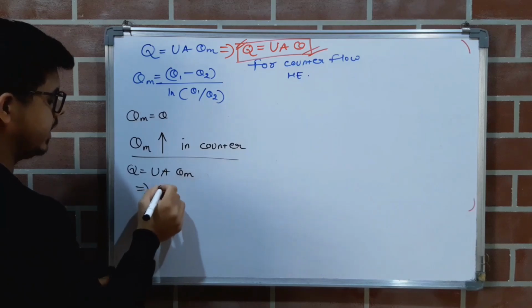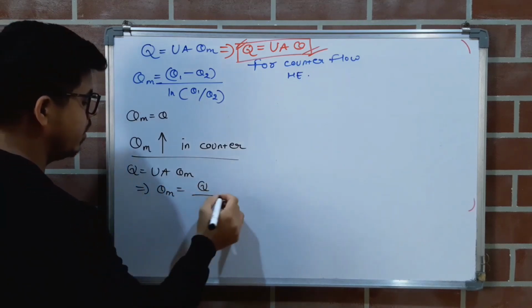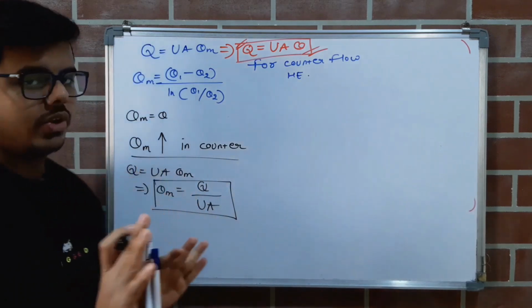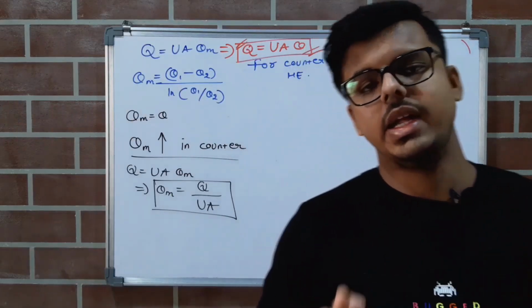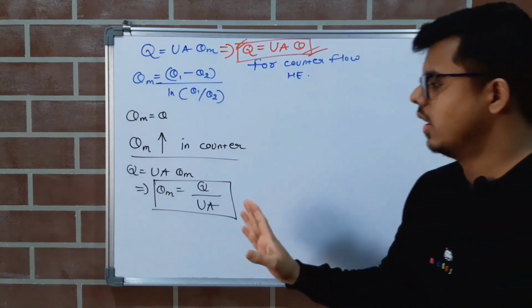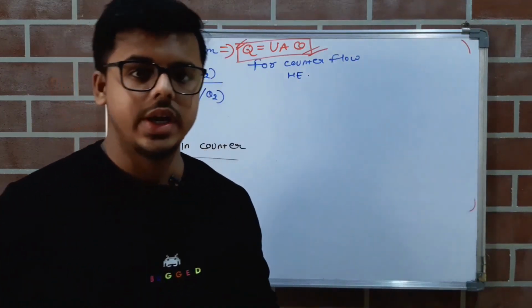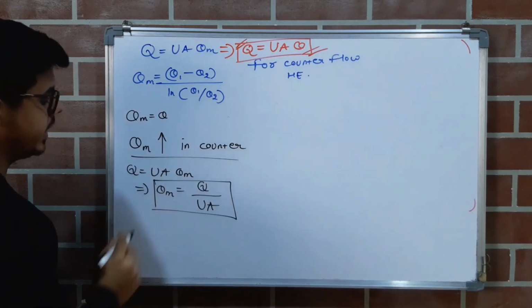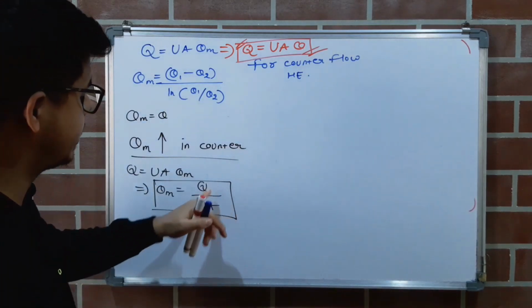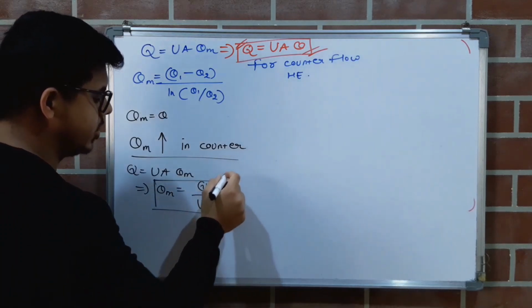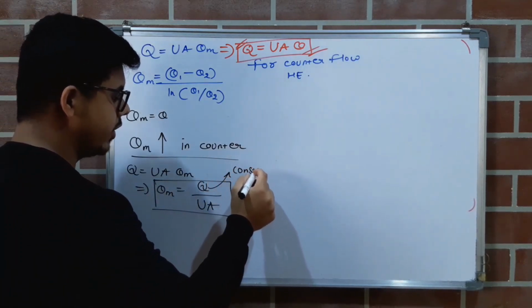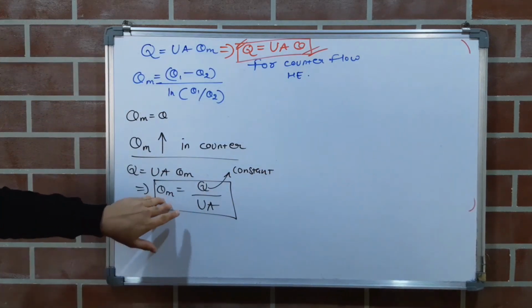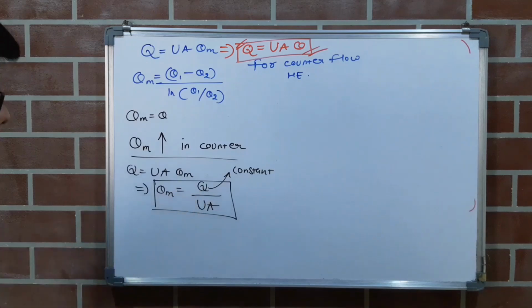So from this we can get theta m is equal to Q upon U into A, right? Now just observe this correctly and pay attention. We have theta m greater in case of counter flow. So from this equation, if you want theta m to be greater for constant heat transfer rate, let's assume that heat transfer rate is constant for this condition.